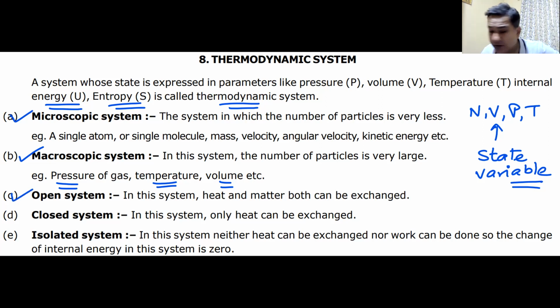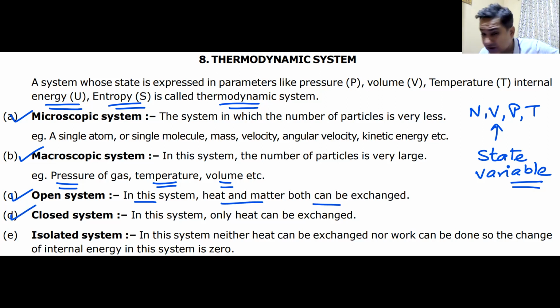Open system: we will not be dealing with open systems. An open system is a system in which heat or energy and matter can go out and come in. Molecules can go out, molecules can come in. Energy can go out, energy can come in. Such systems are known as open systems.